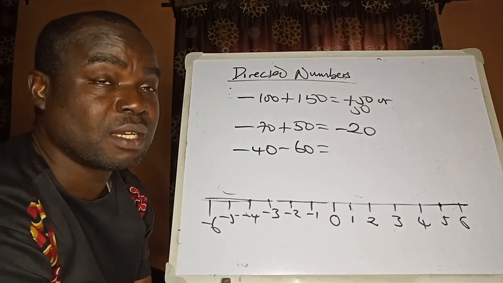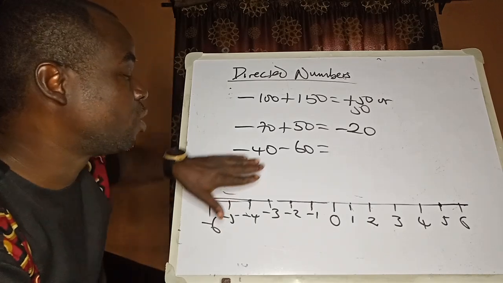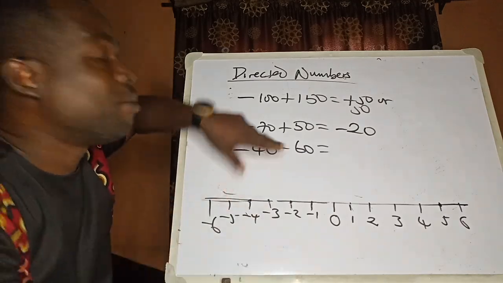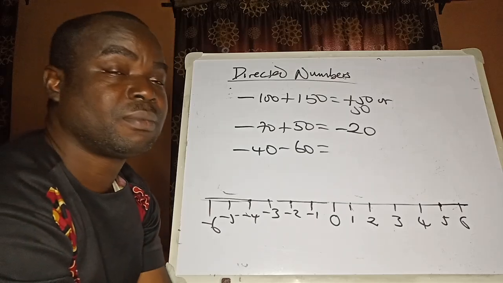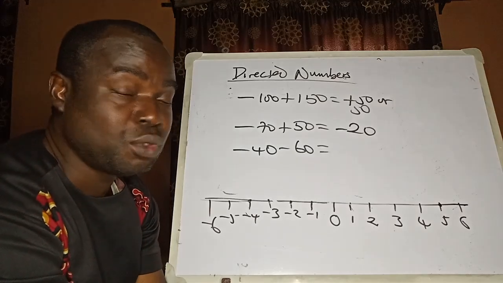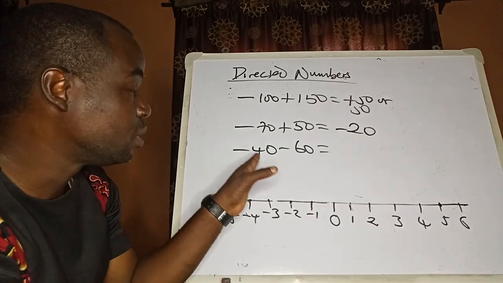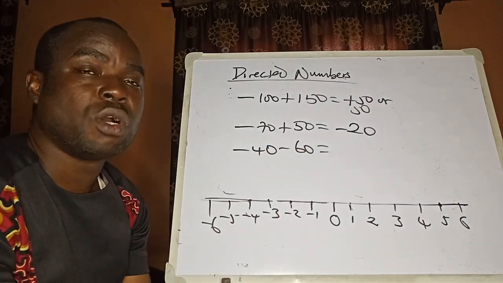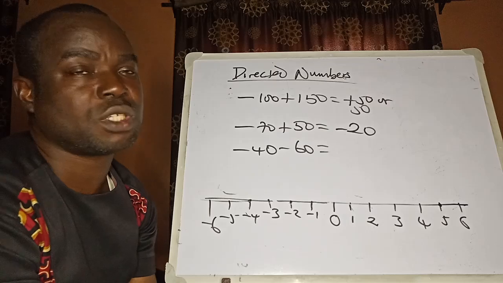This one, there's no plus there. This minus 40 minus 60 means you are owing somebody 40 naira, and you're owing another person 60 naira. And you don't have any money. You're owing somebody 40 naira, you're owing another person 60 naira. What does that mean? It means that altogether you're owing 100 naira. That's what it's asking you.